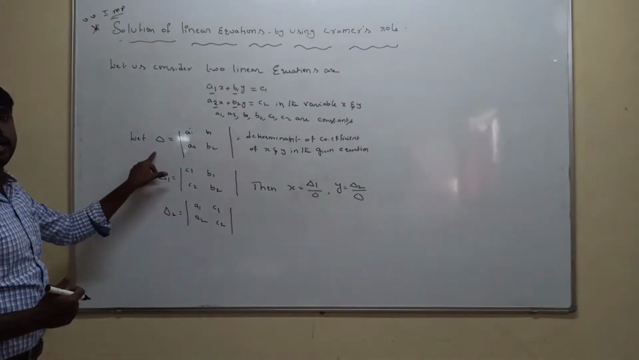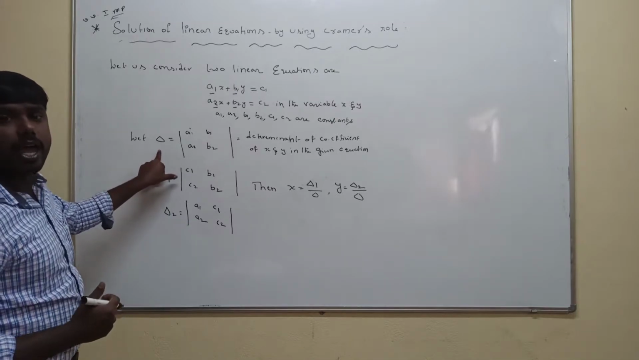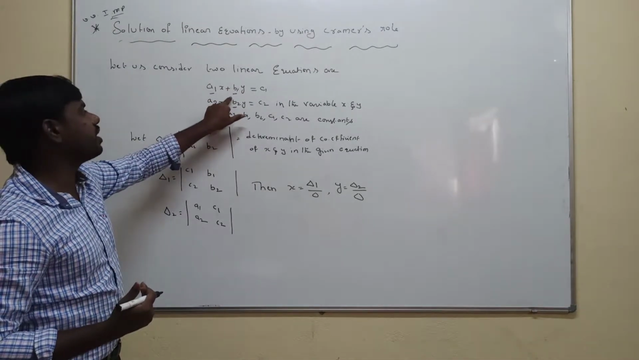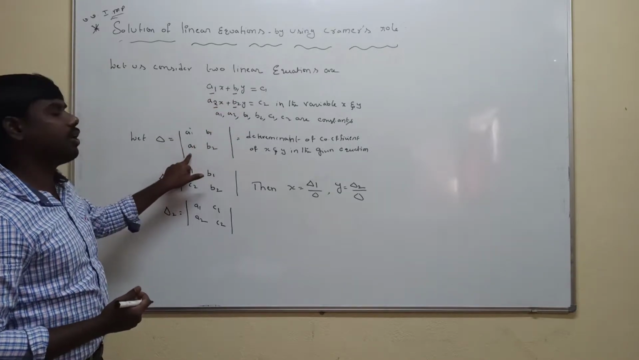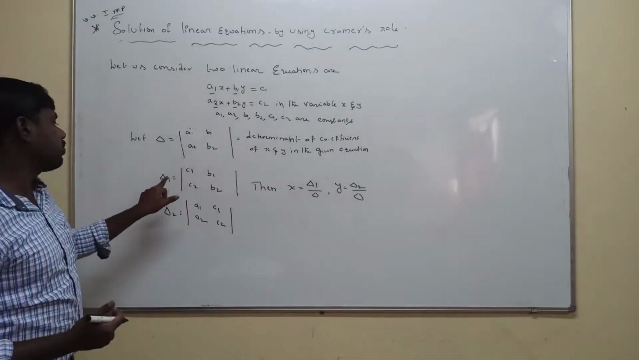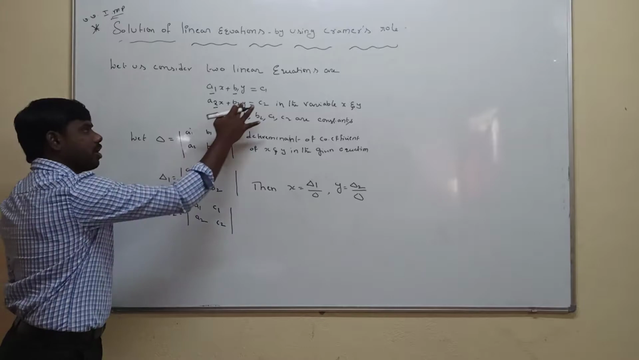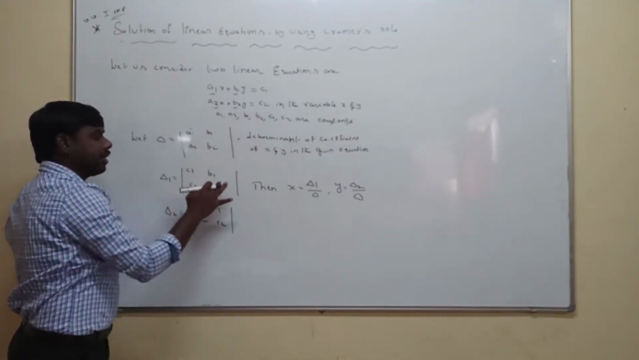First we assume delta. What values are we taking here? We are taking the coefficients of x and y in the given equation. What are the x, y coefficient values? A1, B1, A2, B2. This value we take as delta. Next we take delta 1 divided by delta: the first column replaced by the constant values C1, C2. That is delta 1.